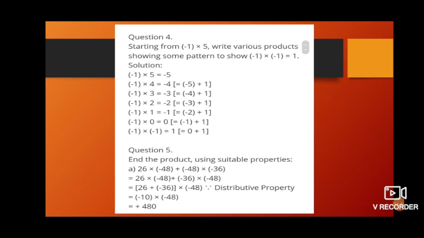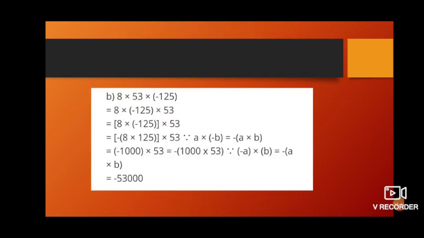Then we can write A into B plus C. So here A is minus 48, so minus 48 into B plus C. 26 plus minus 36, one is positive, one is negative, so we'll get minus 10 into minus 48. We'll get plus 480.